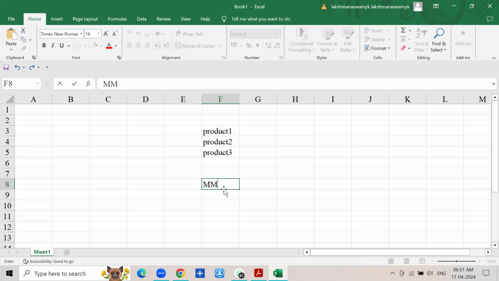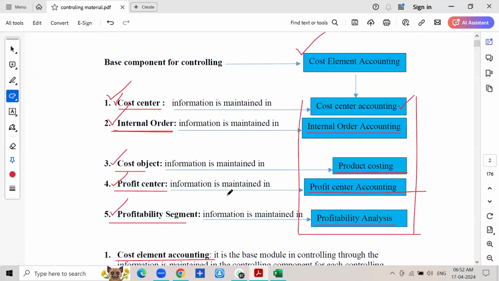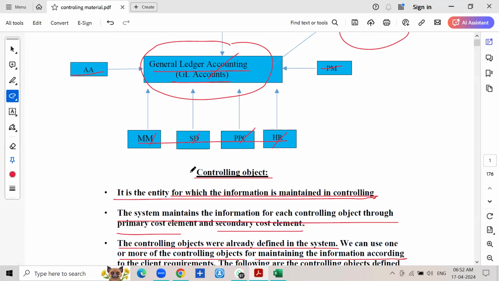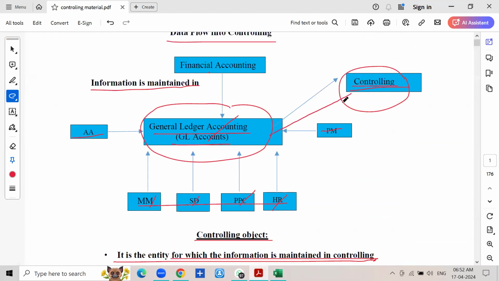Because of the integration process, when the raw material is issued to production, the raw material consumption GL account is automatically updated in the general ledger. In which module is the raw material consumption expenditure originally taking place? In materials management. From materials management, the raw material consumption is updated in the general ledger. From the general ledger accounting, it is transferred to controlling.